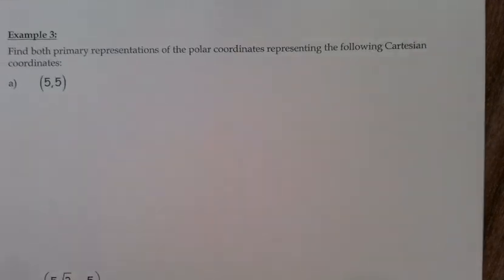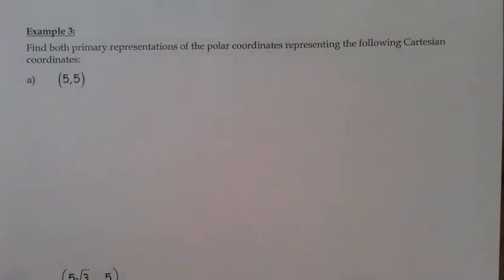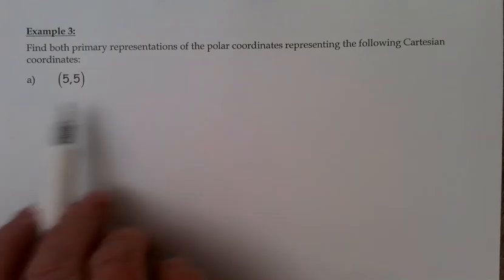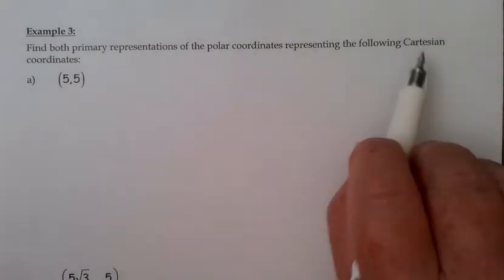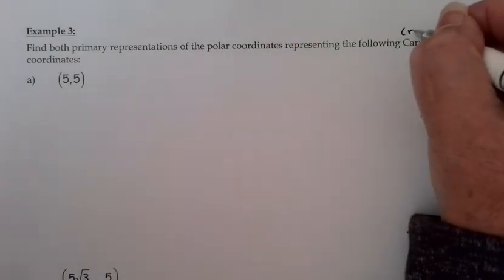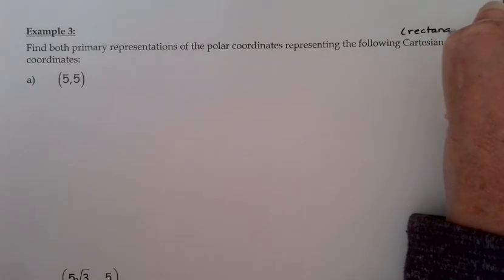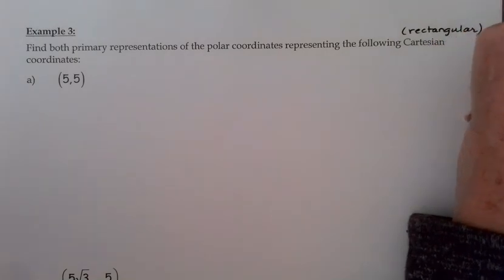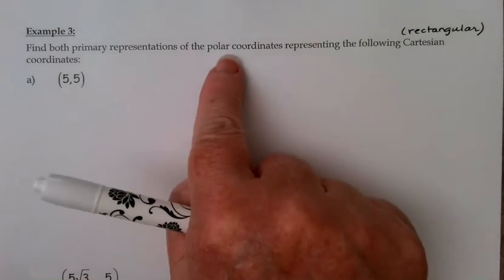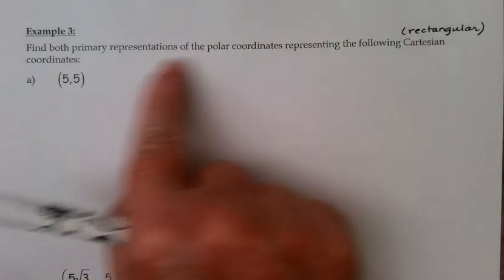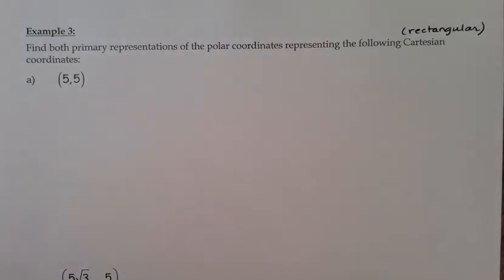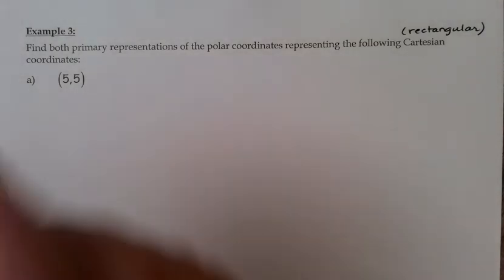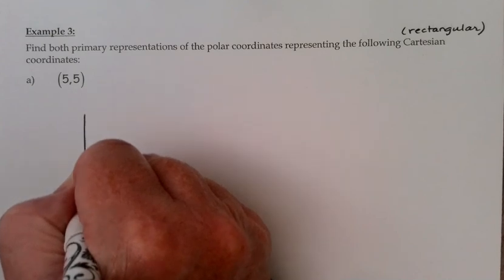All right, let's go the other way. In example 3, I'm now giving you the rectangular coordinates. When I say Cartesian, that's just another way of saying rectangular. And we want to find the polar coordinates, both primary representations. All right, so our first point is 5, 5. And I'm going to make just a quick little diagram here.